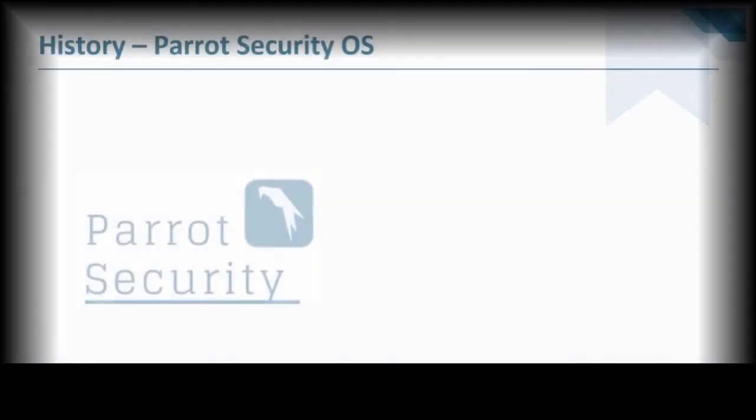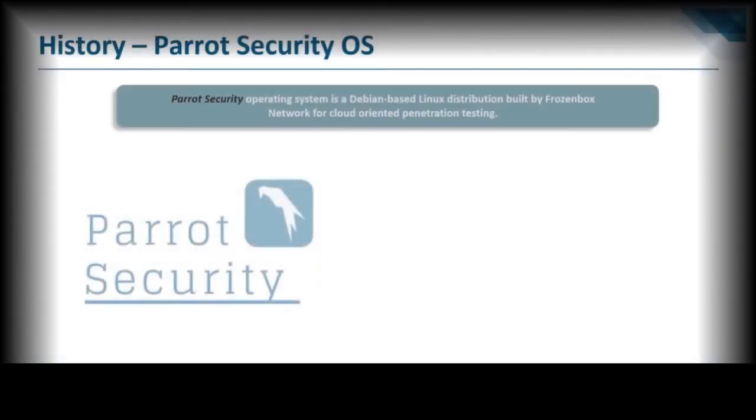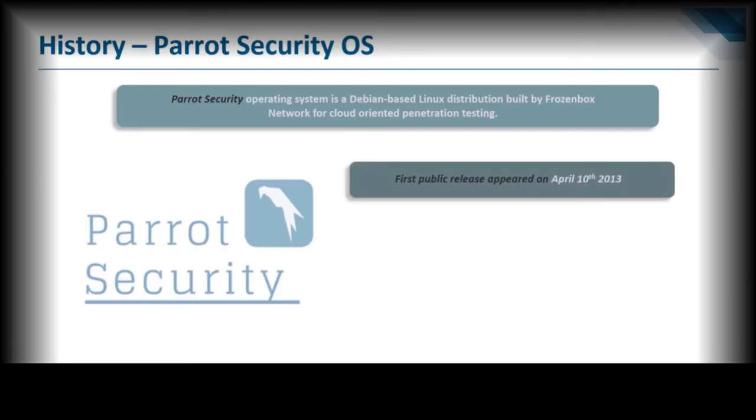Parrot OS is the second most popular Linux distro for ethical hacking after Kali Linux. It is a comprehensive, portable security lab that you can use for cloud penetration testing, computer forensics, reverse engineering, hacking, cryptography, and many other security purposes. Now, a little bit about its history. The first release of Parrot OS appeared on April 10, 2013.